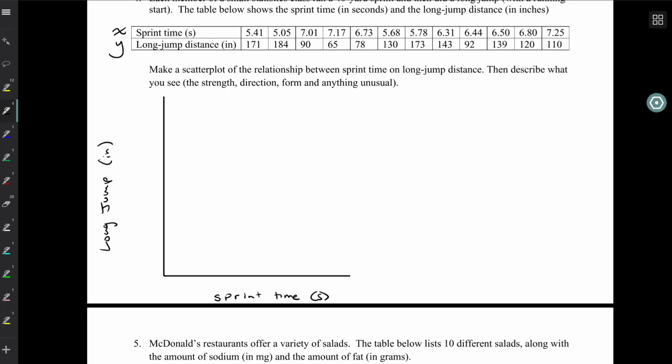Now, before I start marking things off, I want to see what's my minimum and what's my maximum. Okay, so my minimum for the shortest sprint time, it looks like is maybe 5.05 seconds. That might have been the fastest.